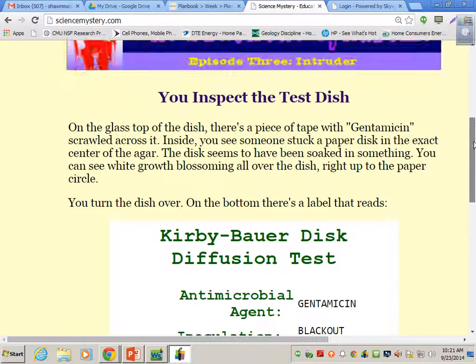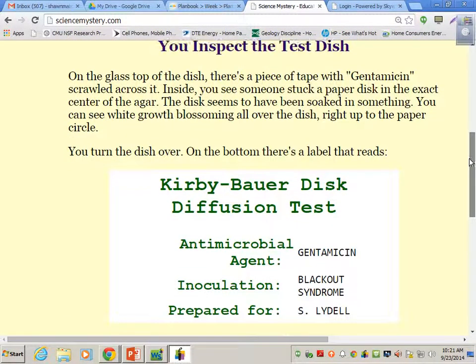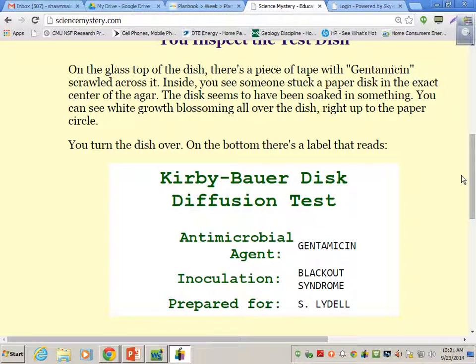Yeah. So it says you inspect the dish. On the glass top of the dish, there's a piece of tape with what's called gentamicin on it. Gentamicin is one of our antibiotics, jinkies. Scrawled across it. Inside, you see someone stuck a paper disc in the exact center of the agar. That's just the medium that the bacteria can grow on if it's growing. Please, it's not time to talk to your neighbors. The disc seems to have been soaked in something. You can see the white growth blossoming all over the dish, right up to the paper circle.